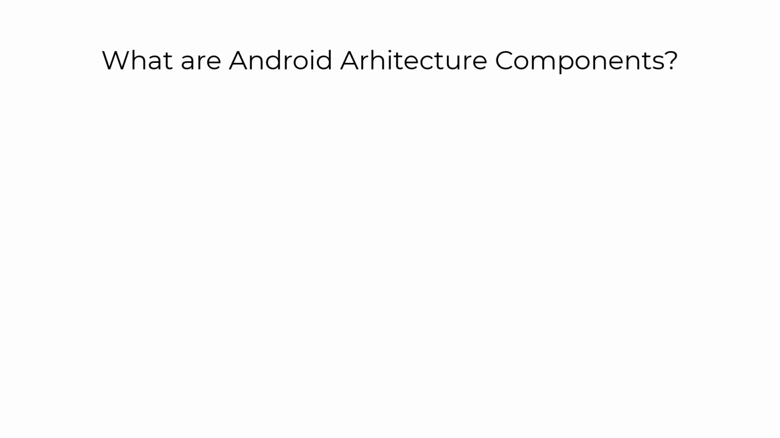So, what are Android architecture components? Android architecture components are a bunch of libraries that are supposed to help us build more robust and maintainable apps. But what does maintainable mean and why do you need an architecture?